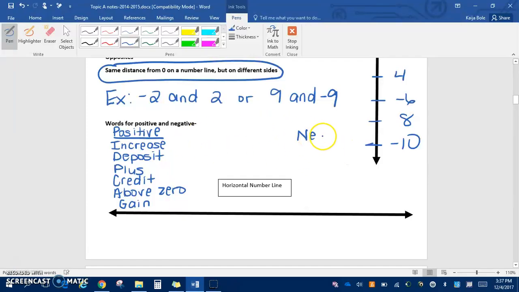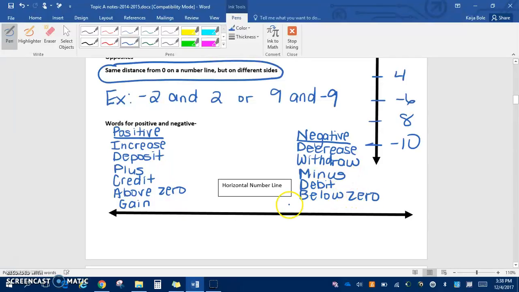I'm going to put negative over here. Words for negative would be the opposite of increase, which is decrease. The opposite of deposit is withdraw, when you take money out of your account. Opposite of plus would be minus. And the opposite of a credit would be a debit. When your parents use their debit card, they're spending money. Above 0, the opposite would be below 0. And for gain, it'd be loss. In football, it's a loss of 10 yards then.